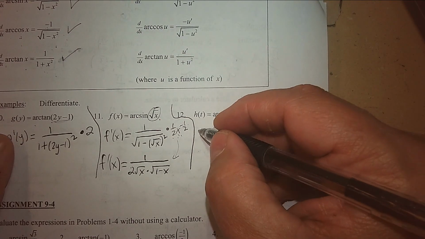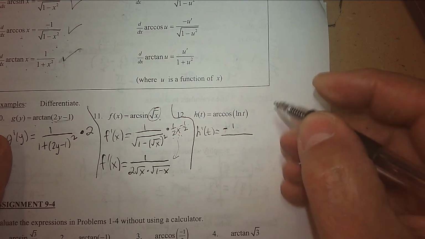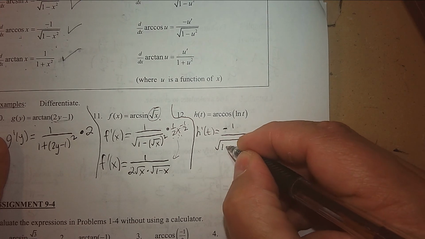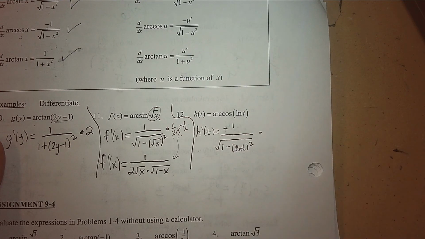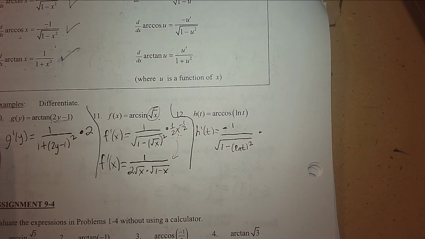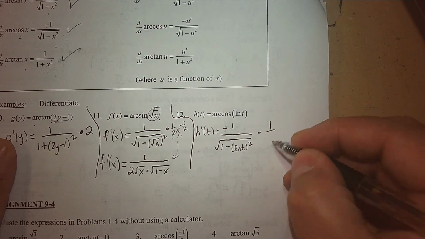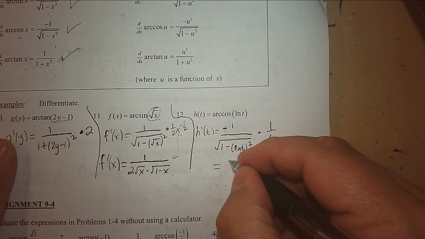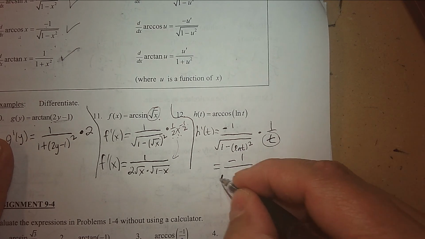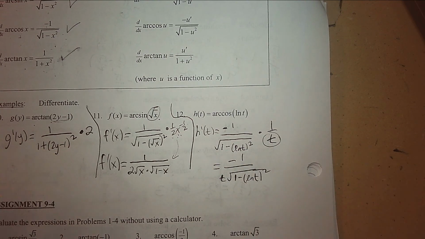Number 12. The rule follower. Be a rule follower. Derivative. Negative 1 over the square root of 1 minus, inside the parentheses, ln t squared. That's the rule. And now the hook. What's the derivative of ln t? 1 over t. Done. And again, you could write this, multiply the tops and bottoms. You could have negative 1 on top. If you like the t, often you put that in front of the square root and put it all together.